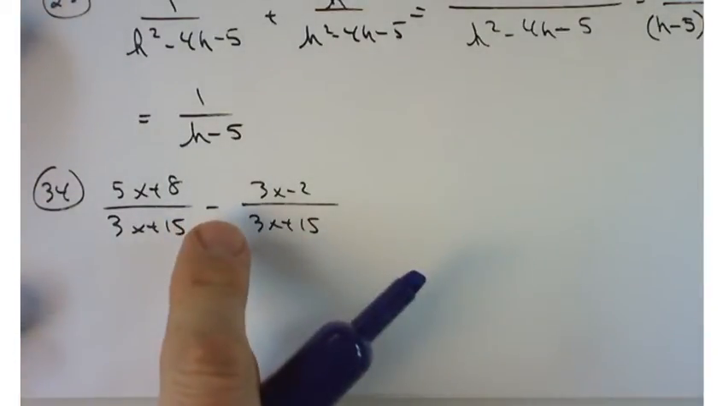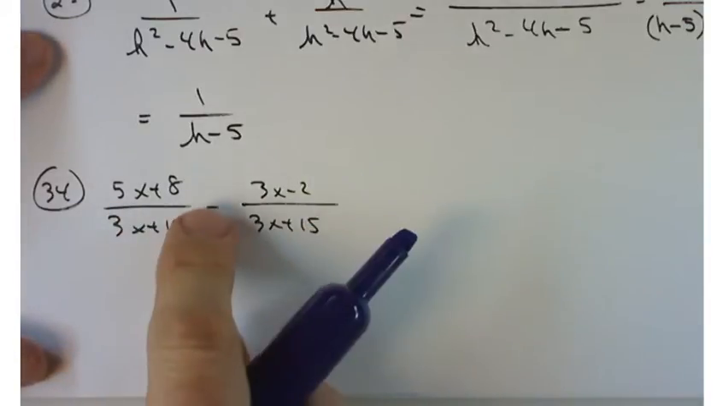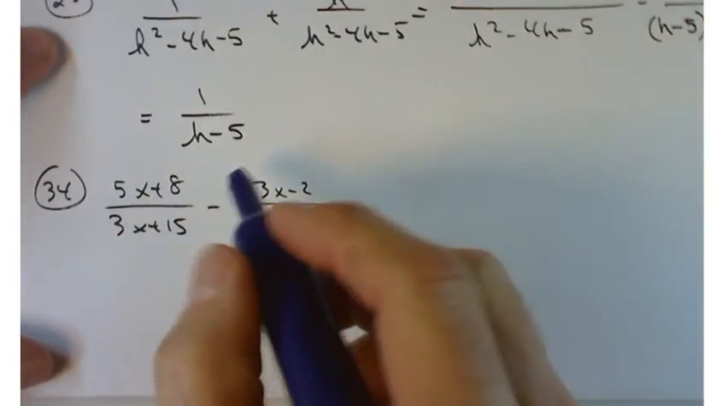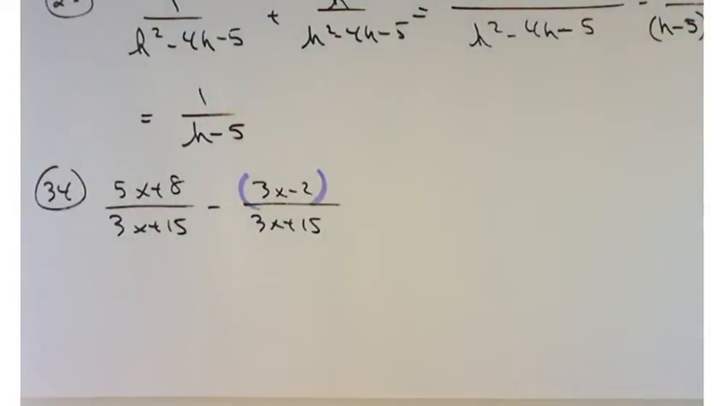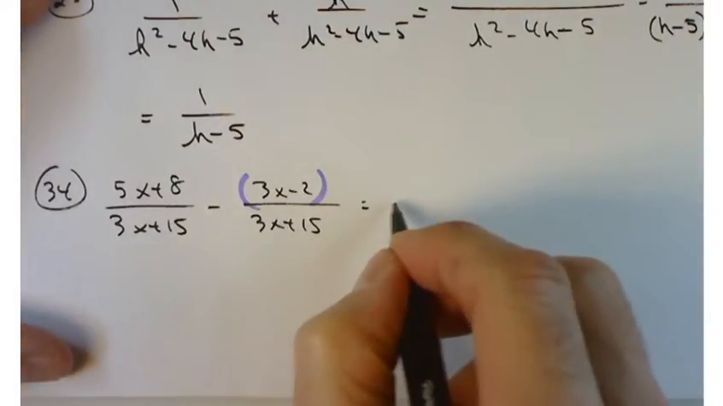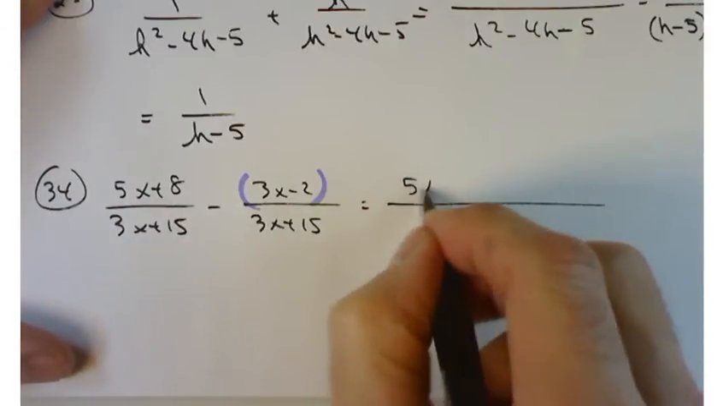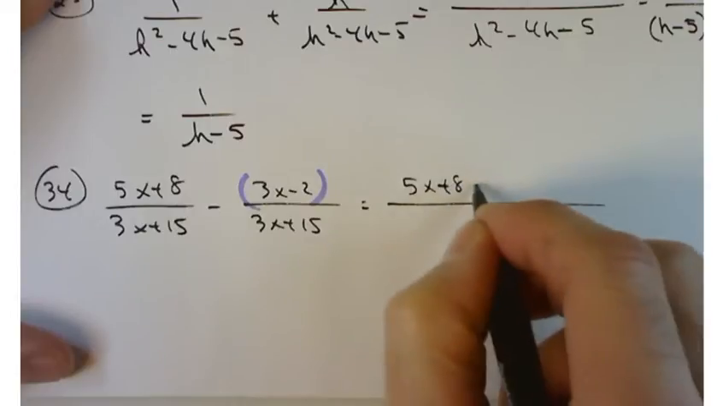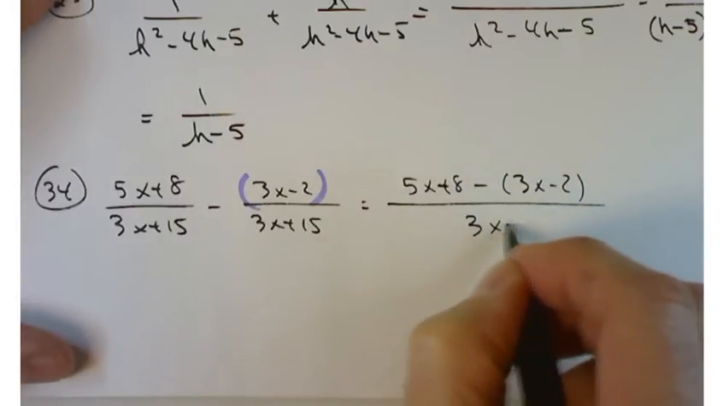The tricky thing about this one is that when you're subtracting, this negative sign has to change both the terms here. So a lot of times when I'm working these things, I'll add this extra set of parentheses for myself. So what happens? Well, we've got common denominators, so let's subtract the numerators. 5x plus 8 minus 3x minus 2 over 3x plus 15.